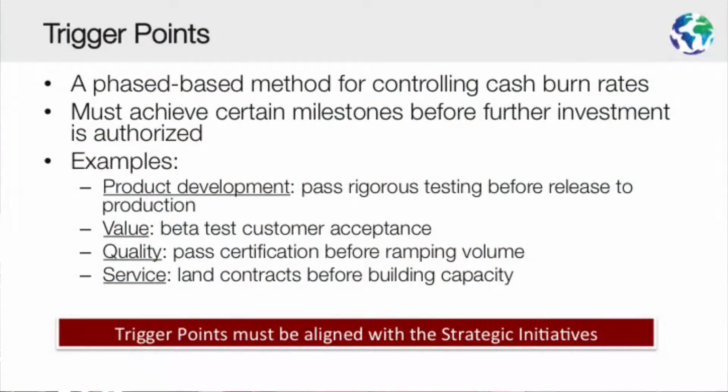That is, if you have a strategic initiative that lasts multiple quarters or even multiple years, consider releasing the funds internally along the way, when you know that you've achieved certain milestones. For example, you've passed rigorous testing if you're in production development, you've had beta testing where customers have responded positively to it, or you have some sort of certification of quality, and so on. These trigger points, aligned with your strategic initiatives, give you the control that you need to make sure that you're not in a scenario where you're reacting to negative news and in trouble from a cash perspective.